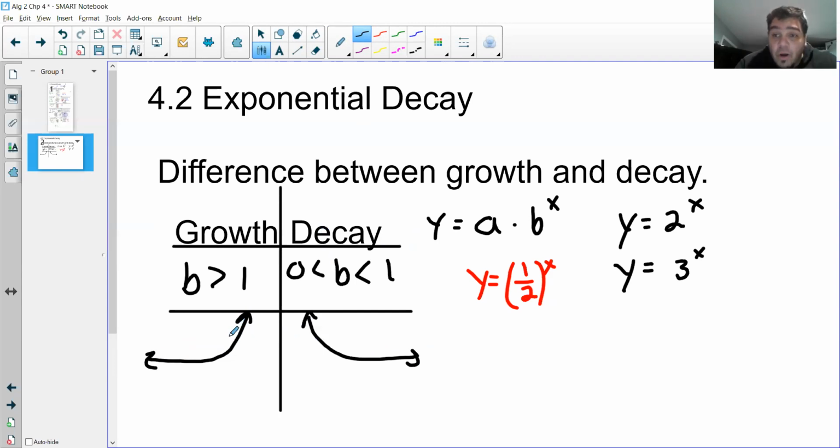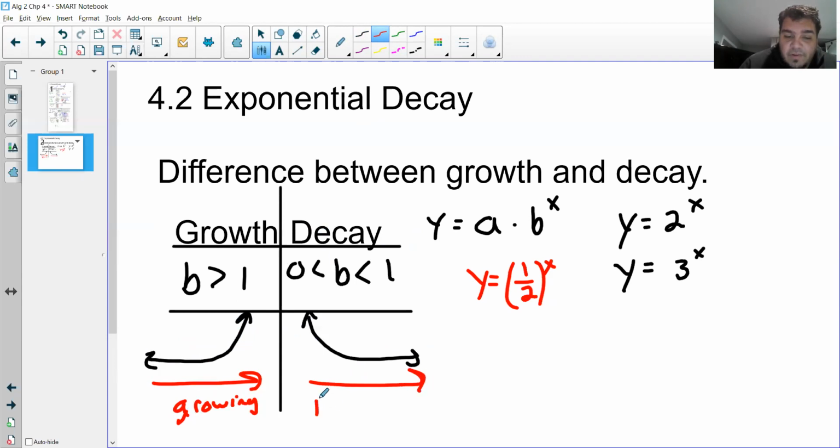So with growth, from left to right, you're growing. That's why it's called growth. While from left to right in decay, you're going smaller, smaller, smaller until you flatten out. Now, decay does not mean you necessarily go negative forever. It just means you flatten out into a small part.